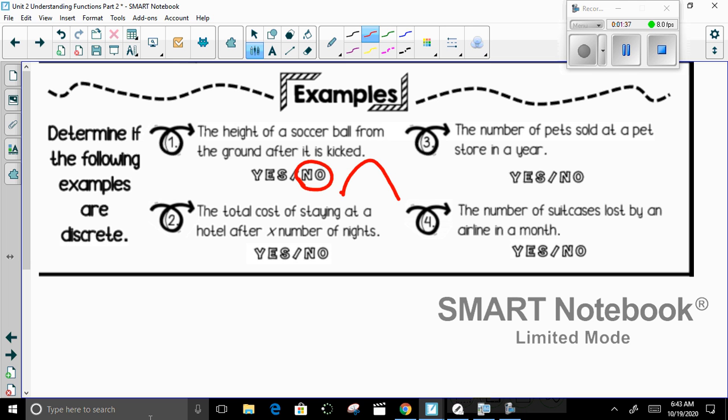The total cost of staying at a hotel after x number of nights. Remember, a keyword for a discrete graph is "number of." So this is going to be a discrete graph. There's no connection here. The different number of nights, you're going to have a different cost. The number of pets sold at a pet store in a year, that is going to be a discrete graph. The number of suitcases lost by an airline in a month, that is also going to be a discrete graph.